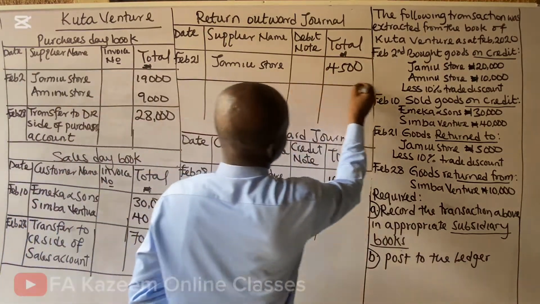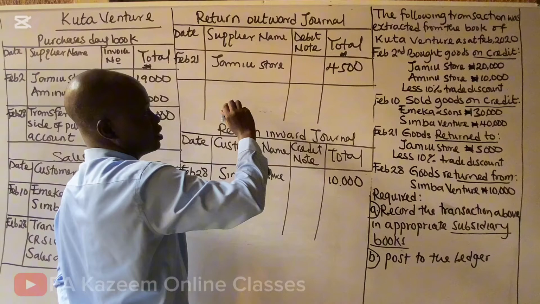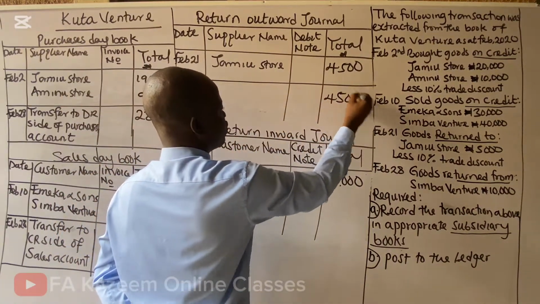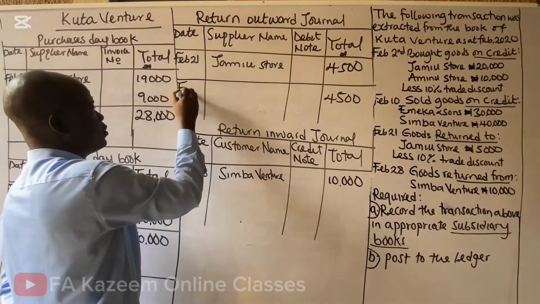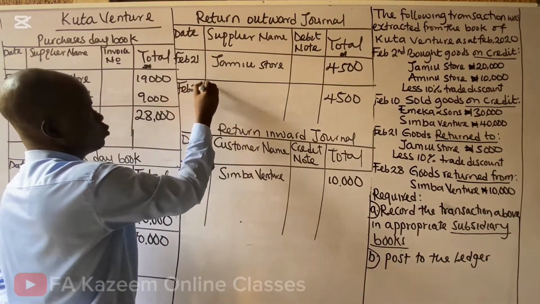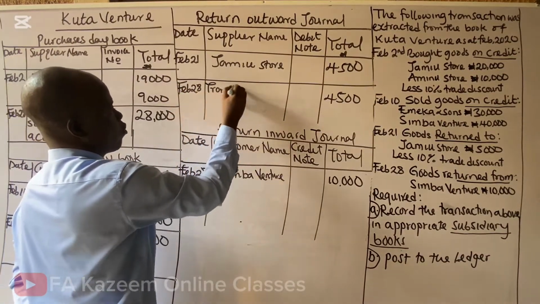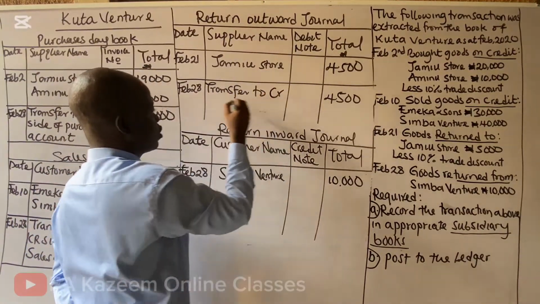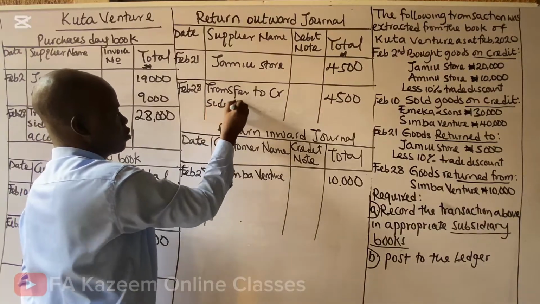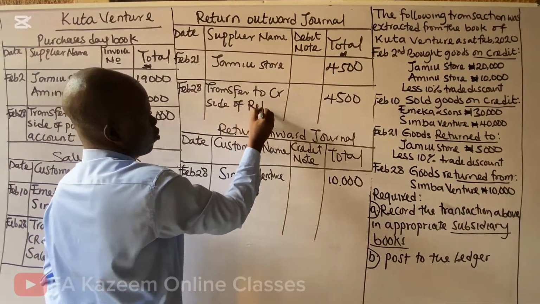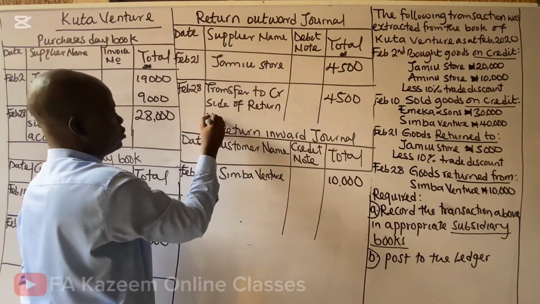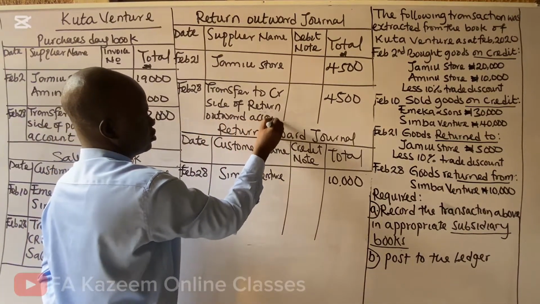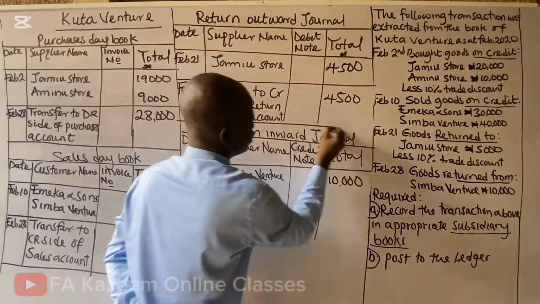Now also, we have only one supplier that goods were returned to. Just come here and put 4,500, and that is on February 28th. We will say transfer, the goods are going out, to the credit side of return outward account. We are done with this.